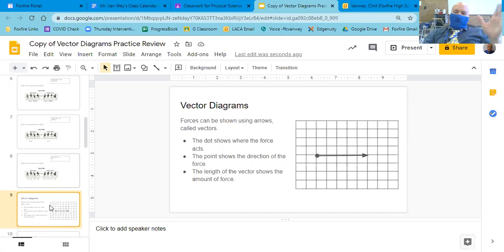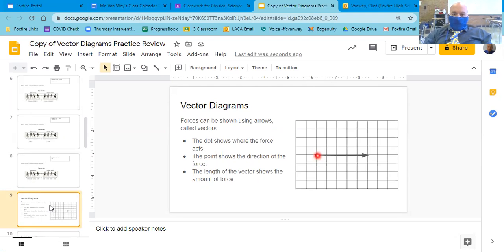Now, we're getting into vector diagrams. This is the stuff we started to talk about yesterday. Forces can be shown using arrows. They're actually not arrows, they're vectors. But a vector looks an awful lot like an arrow to you guys. The dot here, this area, where's my spotlight? The dot, that shows us where the force is applied.